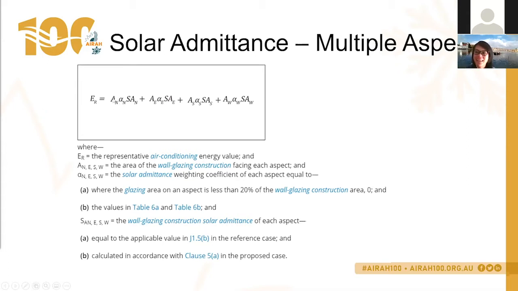So A is the area of your particular aspect, so it could be your north, multiplied by the solar admittance that you had calculated previously. And then there is an alpha value. There are slightly different weightings in the code, in the table, that tell you what the coefficient is for the north, south, east, and west separately. For example, in Australia, we are in the southern hemisphere, so on the southern aspect, it's probably not as important compared to the north, east, and west to control solar admittance.